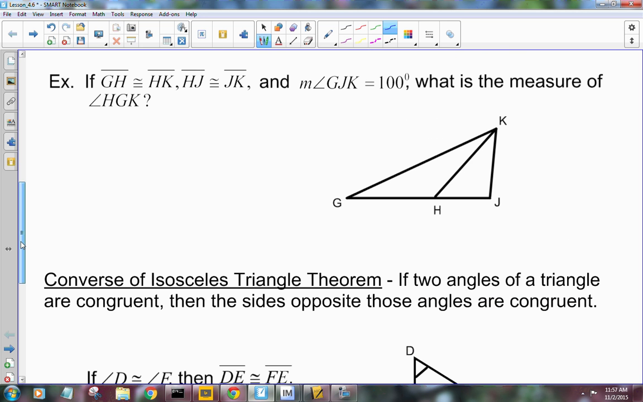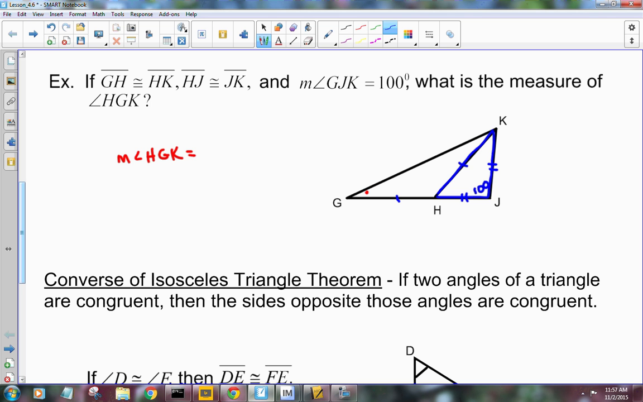So let's look at an example. It says that if GH is congruent to HK, and HJ is congruent to JK, and the measure of angle GJK is 100, we want to find the measure of angle HGK, which is this little angle right here. That's what we're looking for. So we are going to have to go from the right side of this triangle and move our way over to the left. Now if I look over here at this triangle right here, what kind of triangle is this? It is obtuse, you're right.